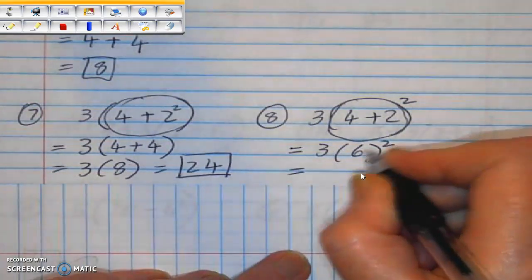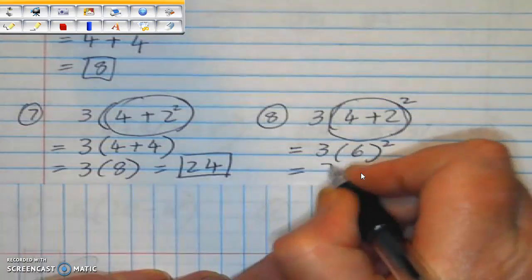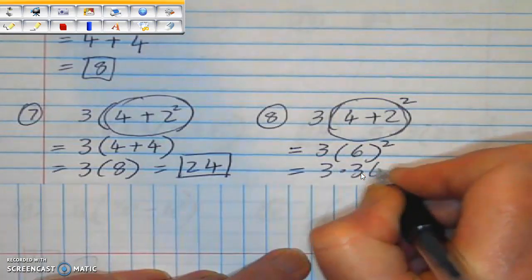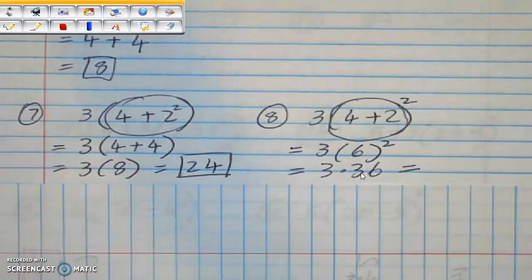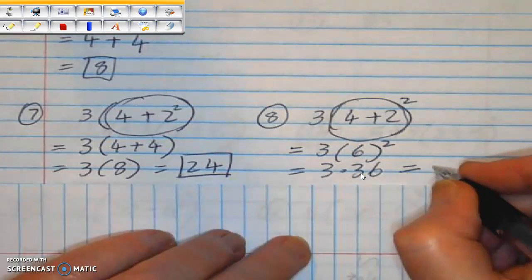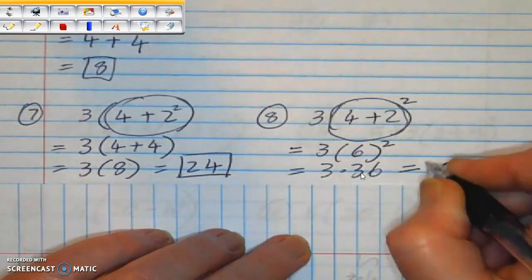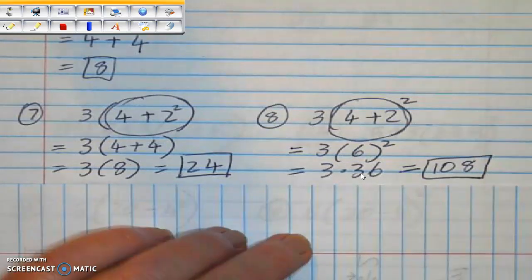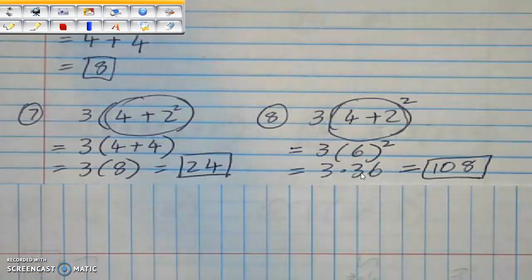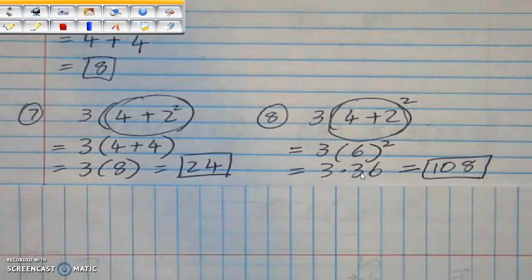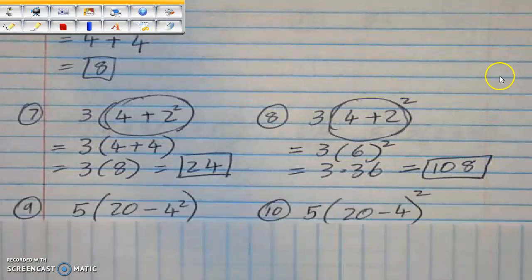So 6 squared is 36. So this is 3 times 36. And 3 times 36 is going to be 108. So you see whether that exponent is inside the parentheses or outside the parentheses makes quite a big difference. And what at first looked like those 2 problems were very similar, they were actually quite different.